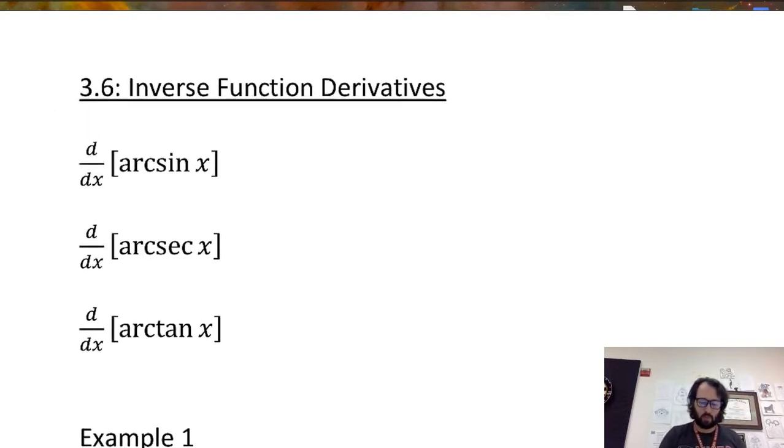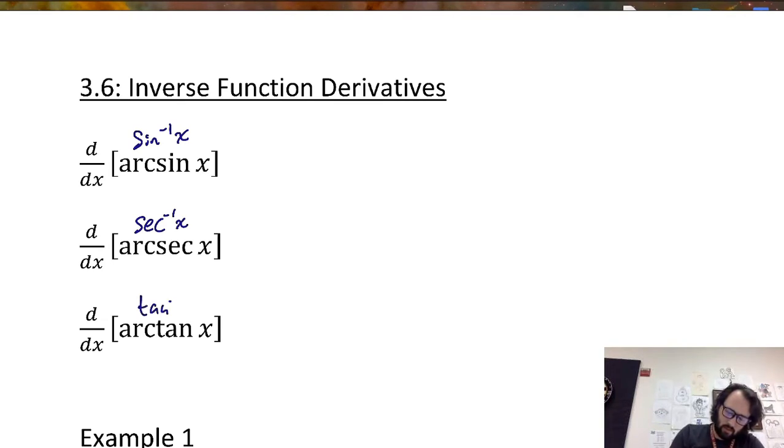So please remember for me from precalculus that arc sine is sine inverse of x. So if you saw that as sine inverse, then arc sine is the same thing. Arc secant is the same thing as secant inverse, and arc tangent is the same thing as tangent inverse. Now these are the three.